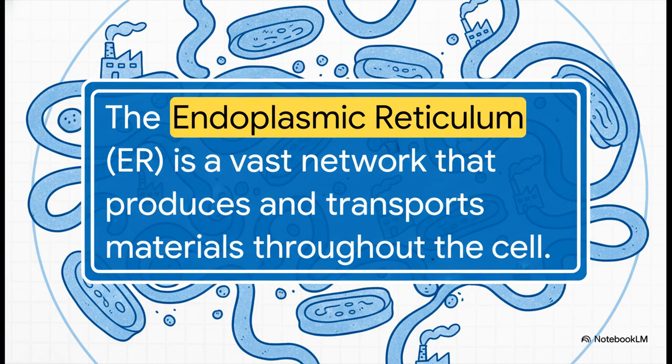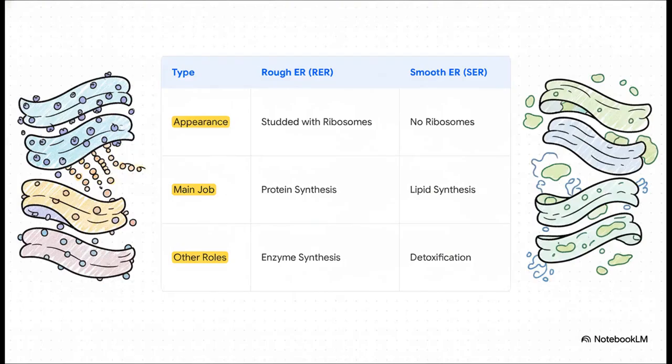First on our tour is the endoplasmic reticulum, or just the ER for short. I want you to picture this as a massive, sprawling network of highways and factories all connected together, winding throughout the entire cell. Its job? To make and ship key materials. Now, the ER isn't just one thing.